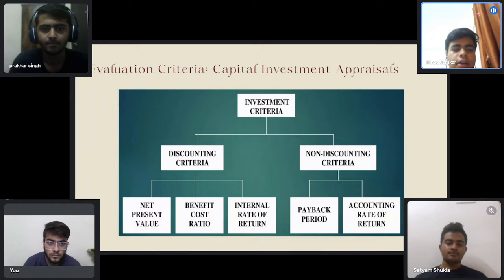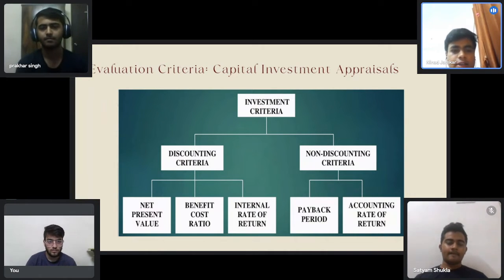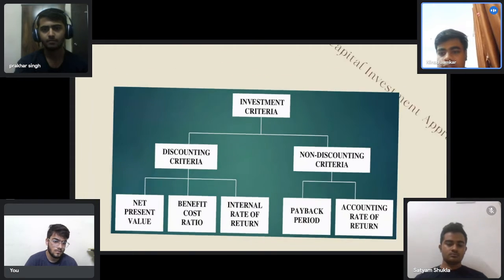So here are the different investment criteria: discounting criteria and non-discounting criteria. The subcategories of discounting criteria are NPV, that is net present value, benefit cost ratio, and IRR, that is internal rate of return. The subcategories of non-discounting criteria are payback period and accounting rate of return. Next slide, please.